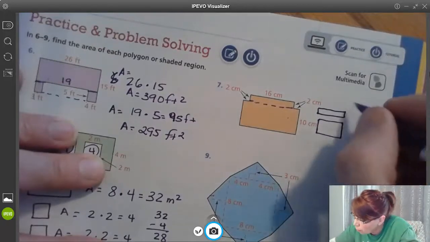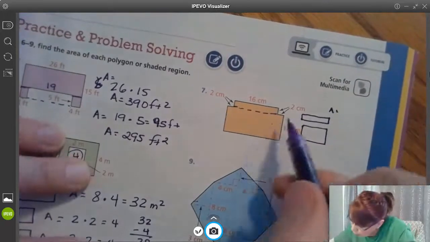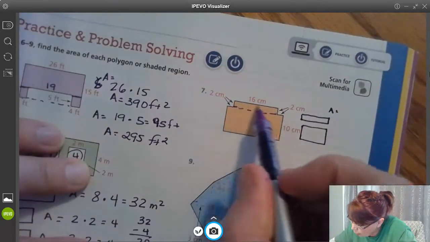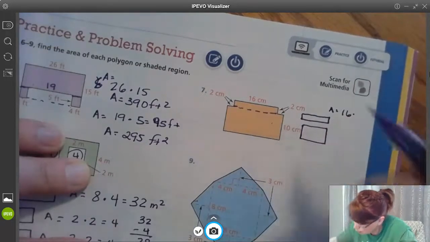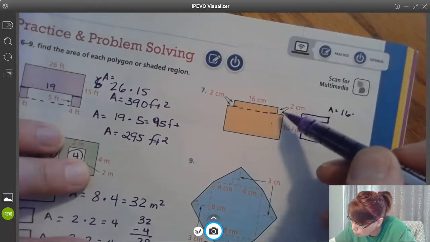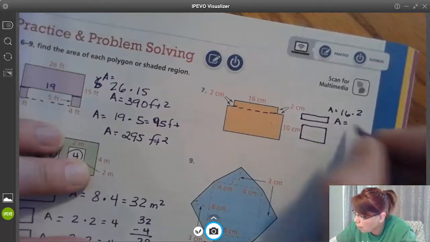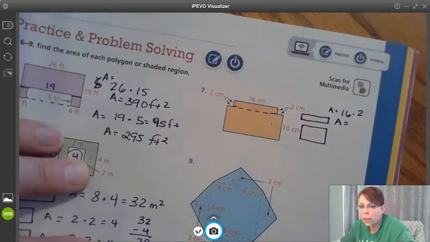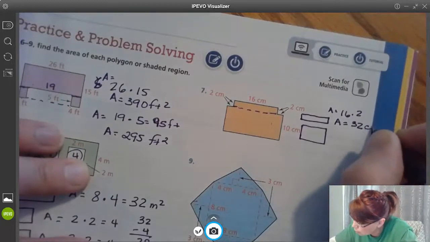So for the skinny one, I've got area equals base times height. We've got a base of 16 times the height, which it shows us it is 2. 16 times 2. So area equals 16 times 2. Do it quick in your head. You guys got this. 32 centimeters squared.